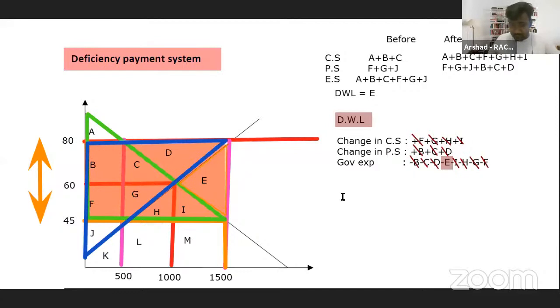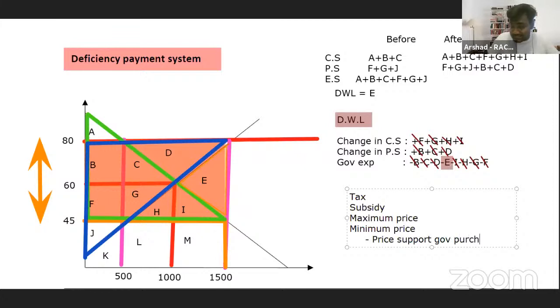In your A-level paper. Not 4, 6, right? You have a tax sum. You have a subsidy sum. Or you can get a maximum price sum, right? You can get a minimum price, okay? Or you can get a minimum price with a price support government purchase. And you can also get a minimum price with a deficiency payment. So there are 6 types of sums that you can get in your question number 3, right?